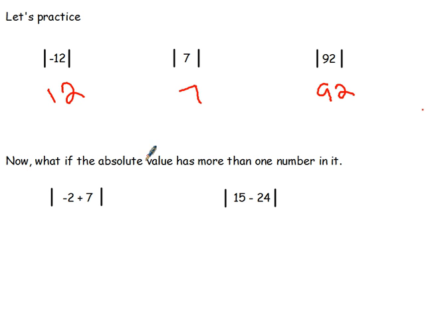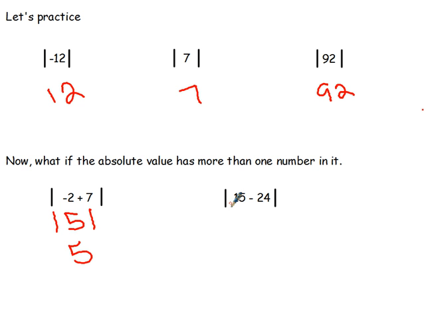But if you have more than one number inside, for example, -2 plus 7 or 15 minus 24, you need to do what's inside the absolute value first, just like a parenthesis, and then take the absolute value. So -2 plus 7, different signs, so subtract. 7 minus 2 is 5. Keep the sign of the bigger number. So that means we have more positives. So now this says the absolute value of 5. We know that is 5.